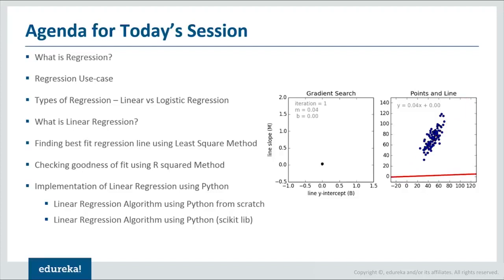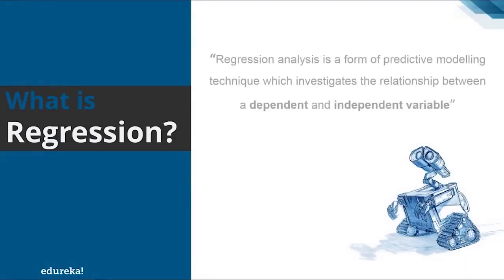The coding session would be divided into two parts. The first part would consist of linear regression using Python from scratch, where you will use the mathematical algorithm that you have learned in this session. In the next part of the coding session, we'll be using scikit-learn for direct implementation of linear regression. So let's begin our session with what is regression?